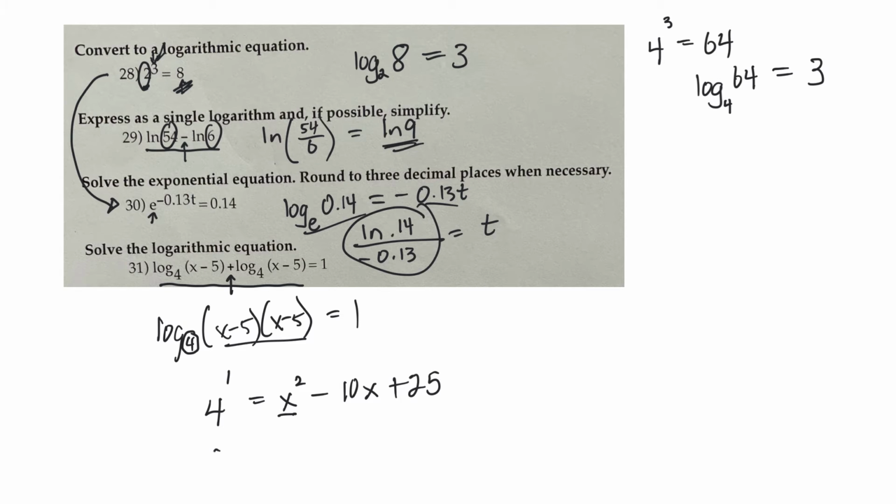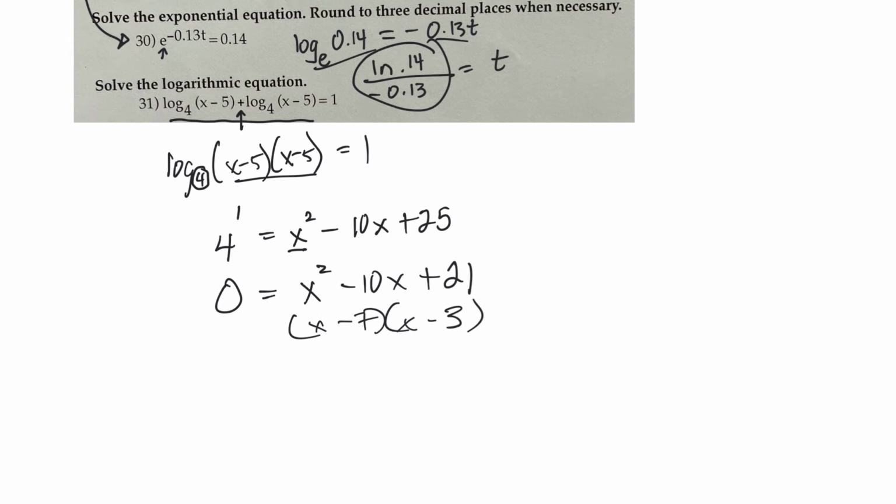Since it's quadratic, I want to make this side equal to 0. So it'd be x squared minus 10x plus 25, take away 4 would be 21. And then solving a quadratic, I'd look to factor. And I think minus 7 and minus 3 work. So your answers, let me scroll down a bit. Your answers would be either x minus 7 is 0 or x minus 3 is 0. So either x is 7 or x is 3.